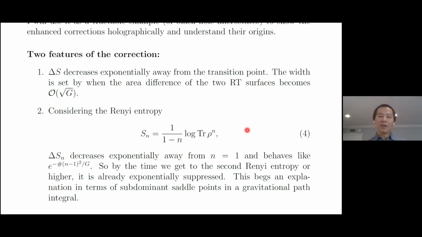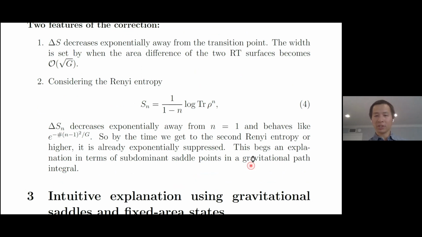So it would be very hard to see these corrections in, say, for example, the second Rényi entropy or higher Rényi entropy, because it would already be exponentially suppressed by then. This is something that backs an explanation in terms of subdominant saddle points in a gravitational path integral, when we compute, for example, the second Rényi entropy or higher Rényi entropy using gravitational path integrals. So we'll return to that in a moment.